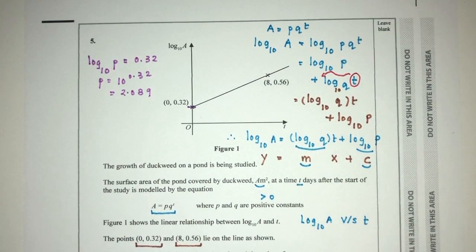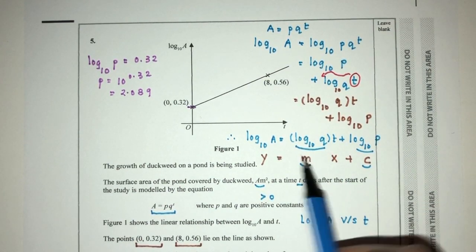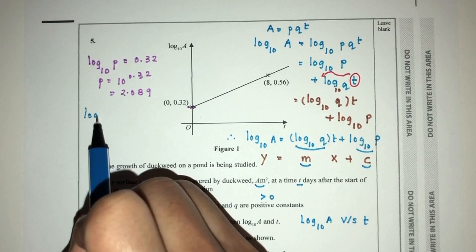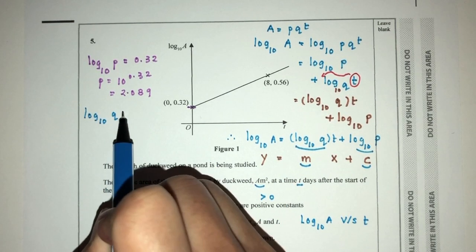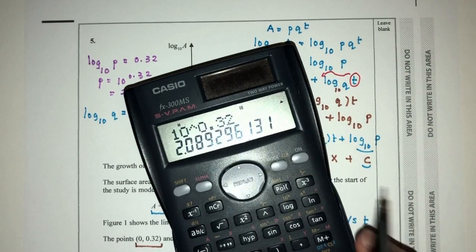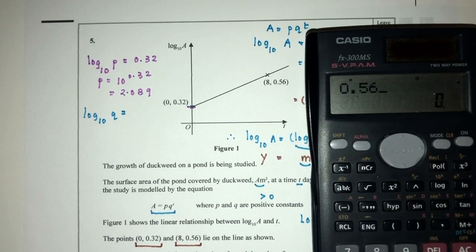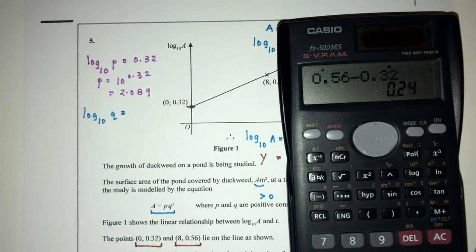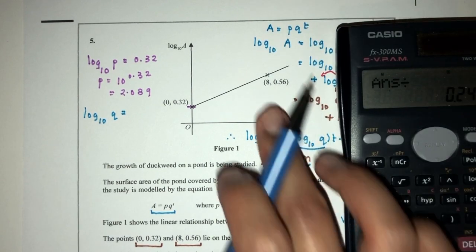Now next one is for this one. So here we have the gradient. So we know that log base 10 of q has to be equal to the gradient. Now how do you find the gradient of a straight line? We can use the 2 points given to us, and the formula, right? So that will be y2 minus y1 over x2 minus x1.